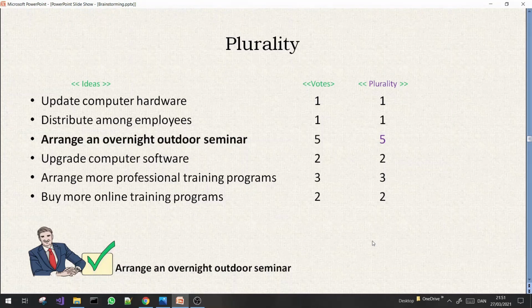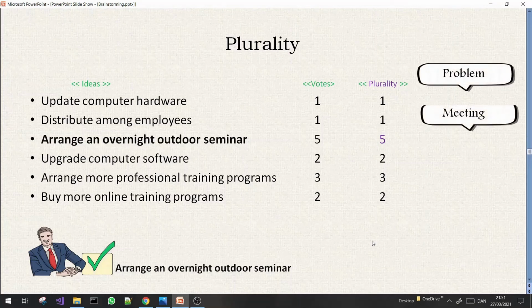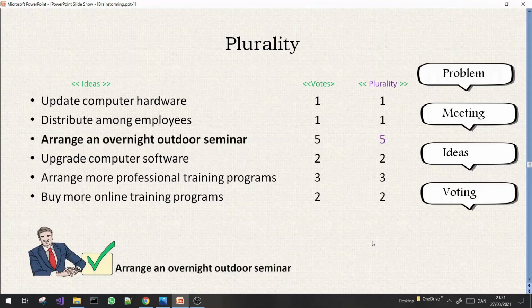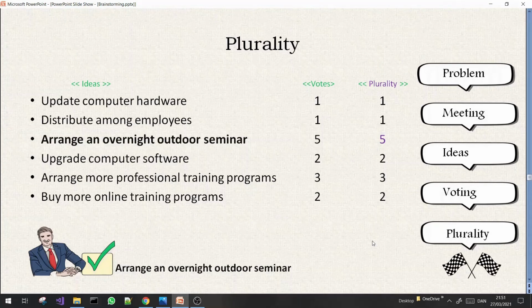That's it. Now the finance manager has gone through all the brainstorming steps. For example, first he had a problem. Then he called a group meeting for group discussion. After the discussion, he extracted as many ideas as possible. To know which idea is favorite, he applied the simple voting method. And then at the end, having voting results, he applied the plurality principle to finalize the idea. So he's finished now. He's done his job.